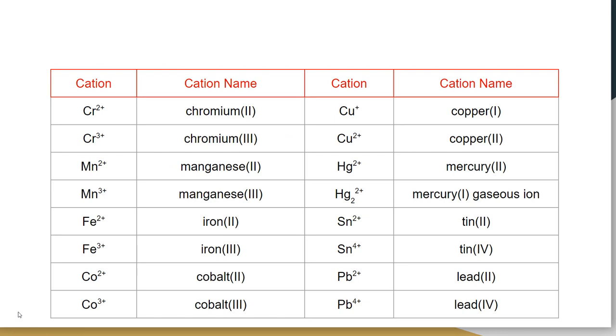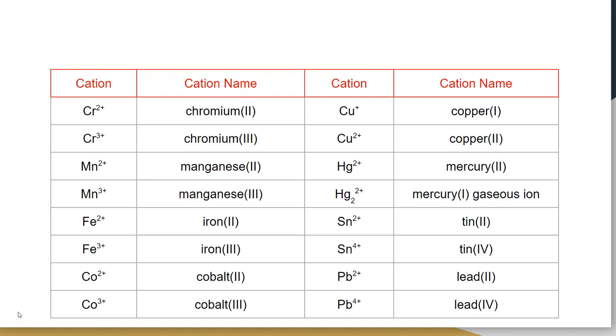So here we have the cation name. Notice chromium. Again, you would just name the element. It's chromium (II) in parentheses for a positive 2 charge, chromium (III) for a positive 3 charge. Manganese, you can see the 2 there. Iron, a very common one, iron (II), iron (III), cobalt, copper, mercury is another one.